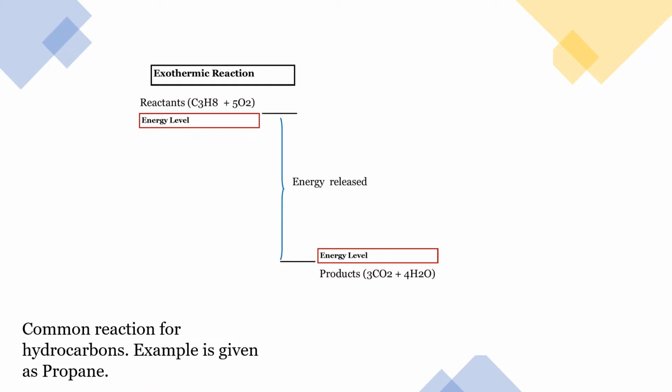The second type of reaction is exothermic reaction. A good example for the exothermic reaction is burning of fuel. An example is propane, it is C3H8. So the reactants are propane plus oxygen. The products are carbon dioxide and water. The difference in energies between the reactants and the products is the amount of energy released.